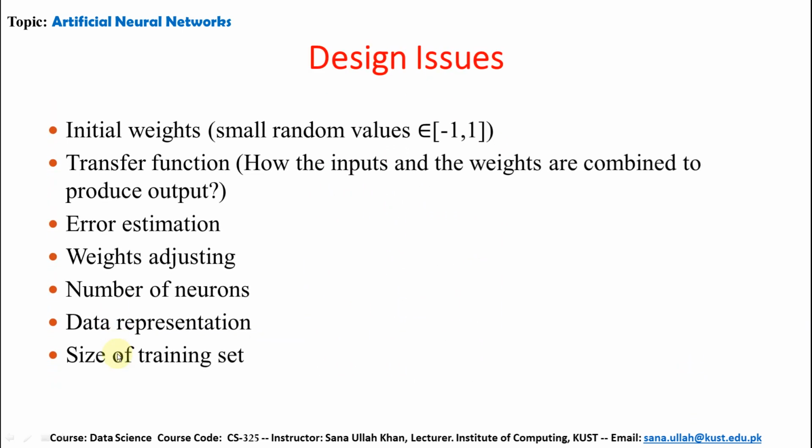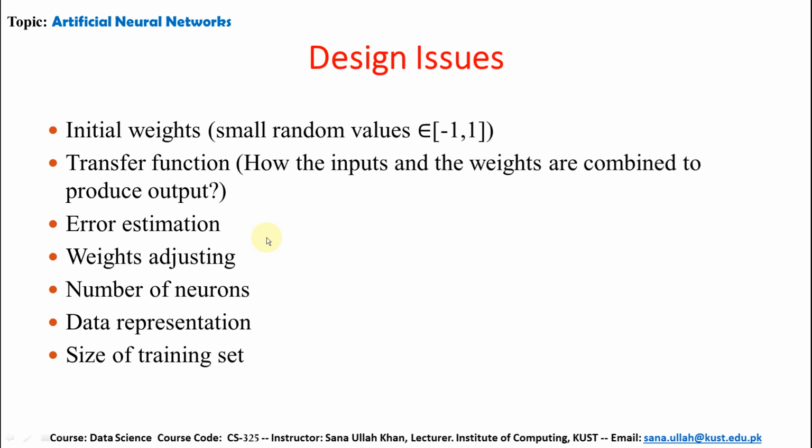There are also some design issues in artificial neural networks. Initially, the weights: start the initial weights from small random values, between minus 1 and 1. Then the issue of the transfer function, how the inputs and the weights are combined. This is important, and then it produces the output.